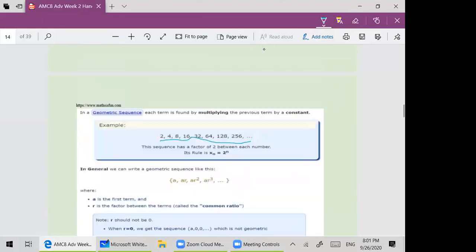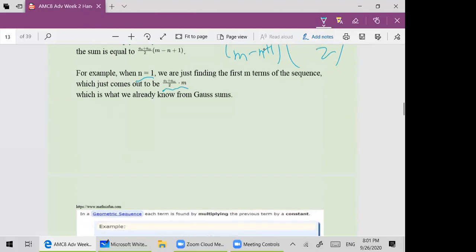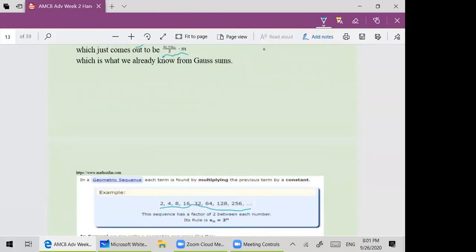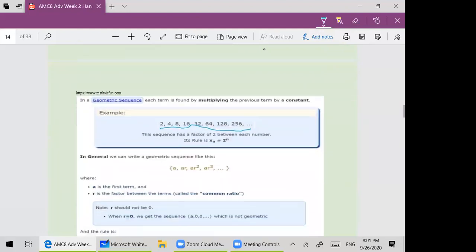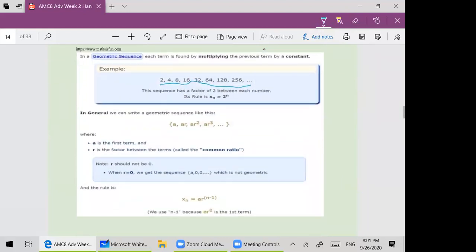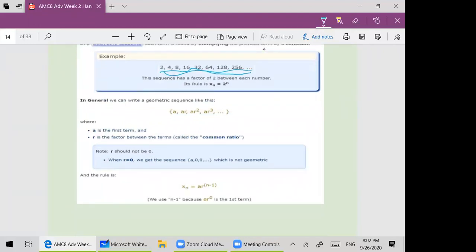And Charles, that's basically what this is. And that only holds when it's 1 plus 2 plus 3 plus 4, all the way to n. Okay, so this is a geometric sequence. It has a factor of 2 in between each term, meaning you multiply by 2 each time. And the equation is 2 to the n.